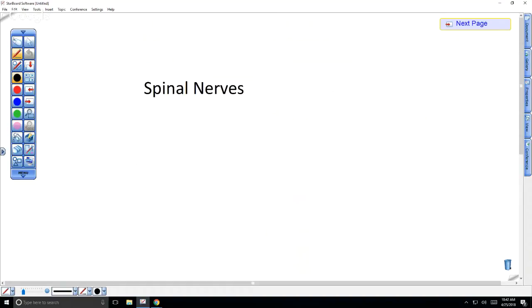Okay, so those were the cranial nerves. So now we're moving on to the spinal nerves. And how many are there? How many spinal nerves are there? There's 12 cranial nerves. I already mentioned how many spinal nerves, but there are 31 pairs.